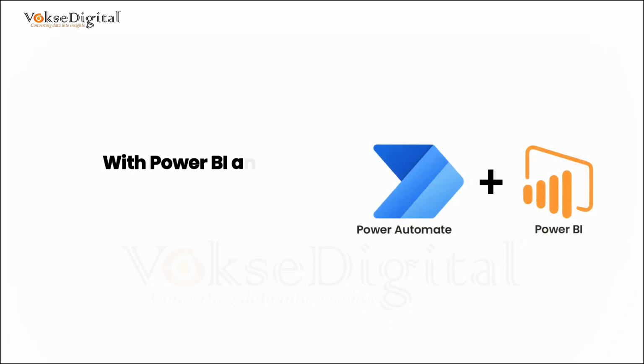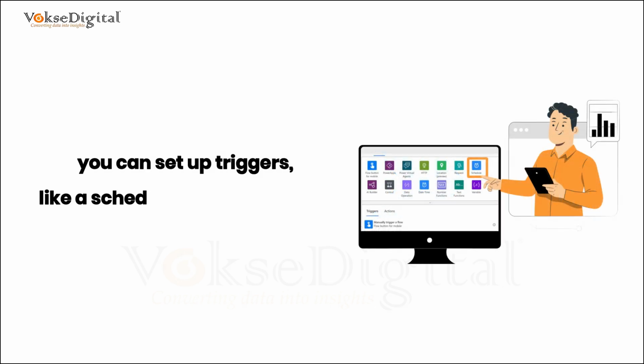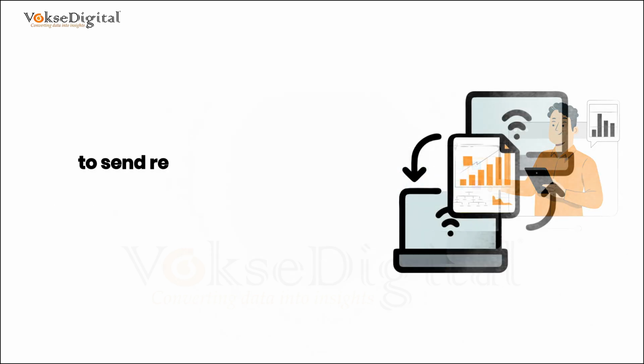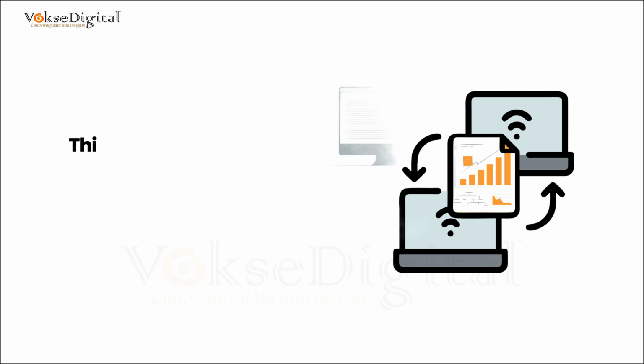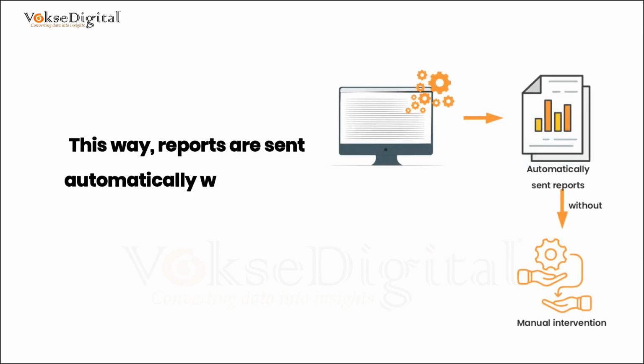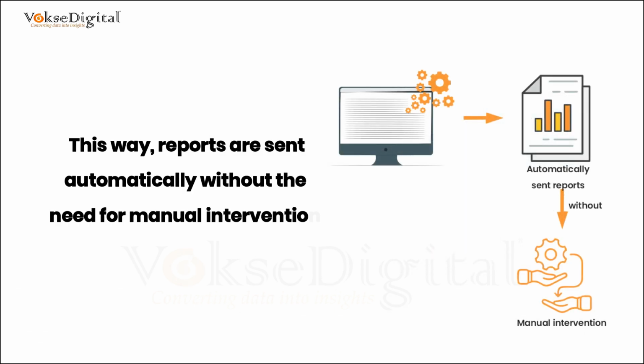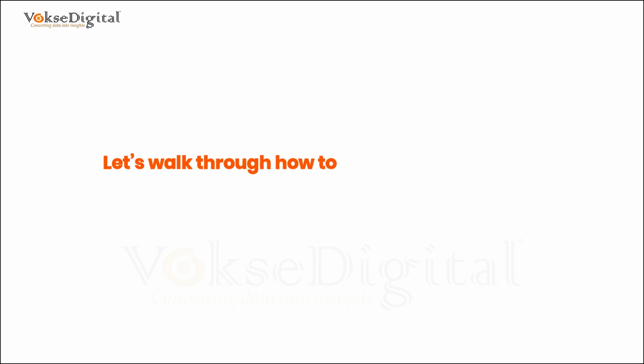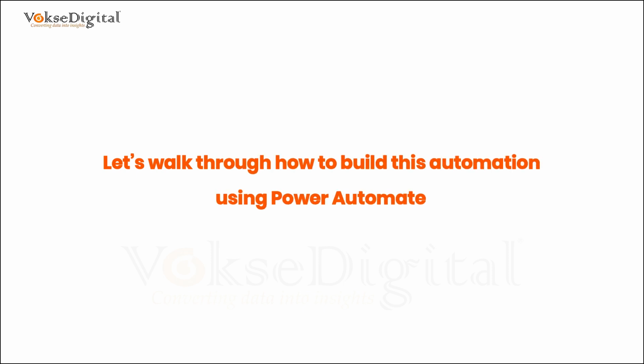With Power BI and Power Automate integration, you can set up triggers like a schedule or data changes to send reports directly via email. This way, reports are sent automatically without the need for manual intervention. Let's walk through how to build this automation using Power Automate.